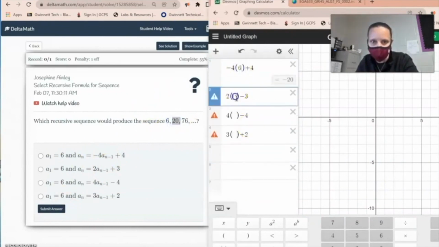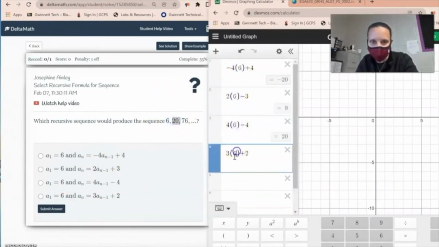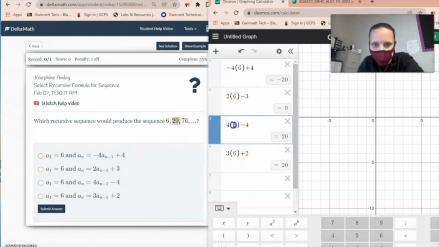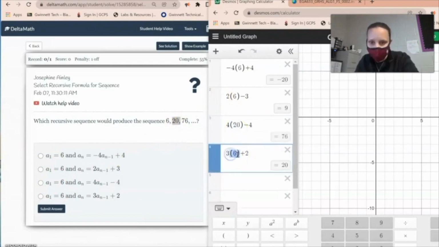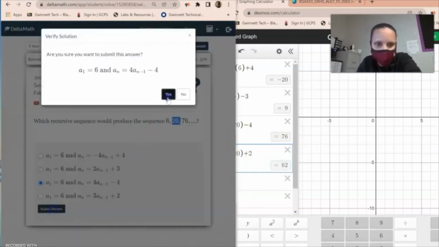Okay, so 6, 6, 6, and 6. I only get 20 on the last two. So it's not A, and it's not B. So it's one of these two. Now it's saying when I put 20 in there, will I get 76? That's what that is. So I only need to do it on the last two. So when I put 20, which one gives me 76? C. So this is your answer. Just that easy.